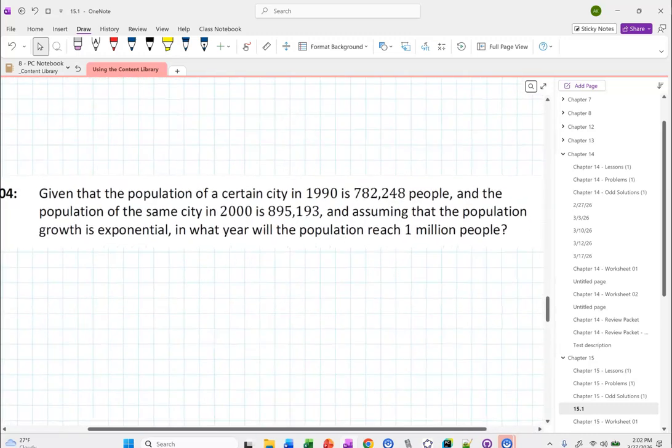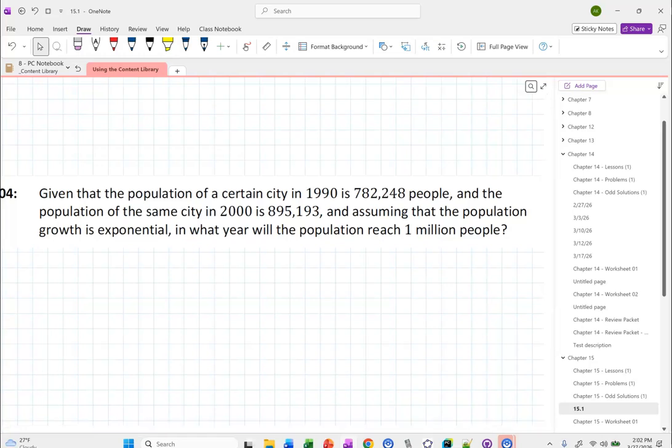Let's look at this example. This problem says, given that the population of a certain city in 1990 is 782,248 people, and the population of the same city in the year 2000 is 895,193 people, and assuming the population growth is exponential, in what year will the population reach 1 million people?